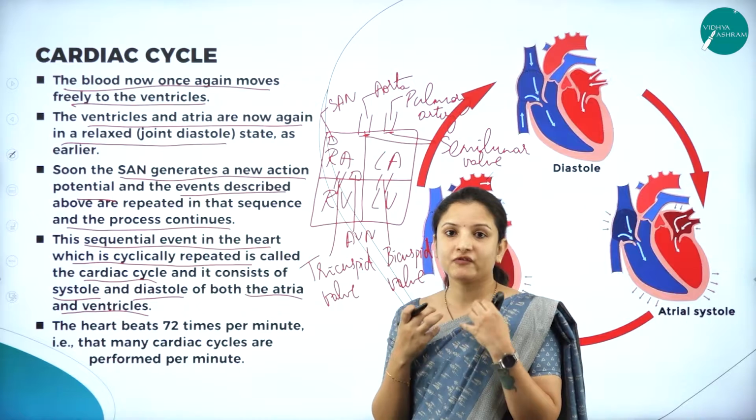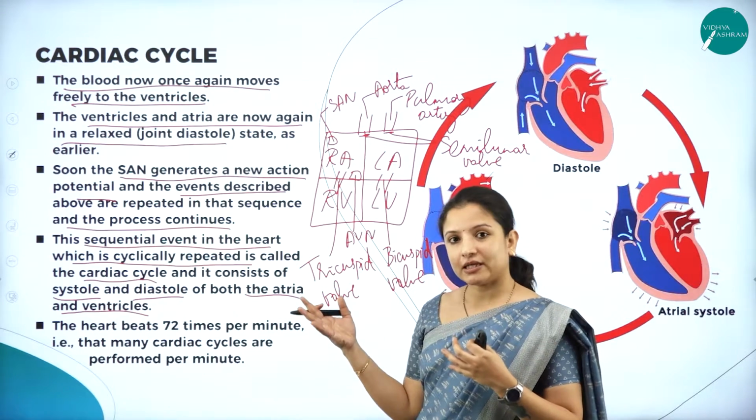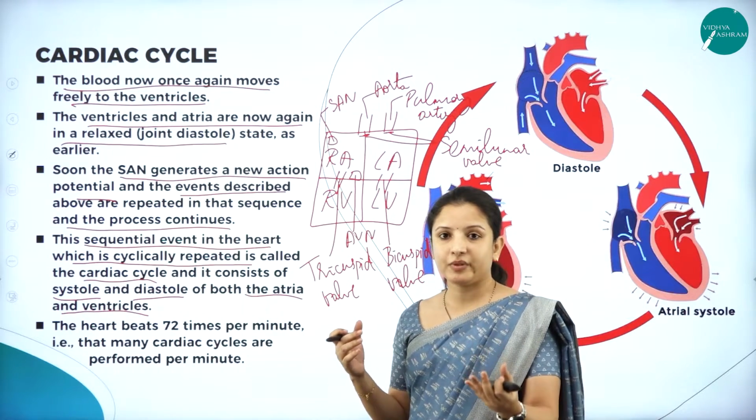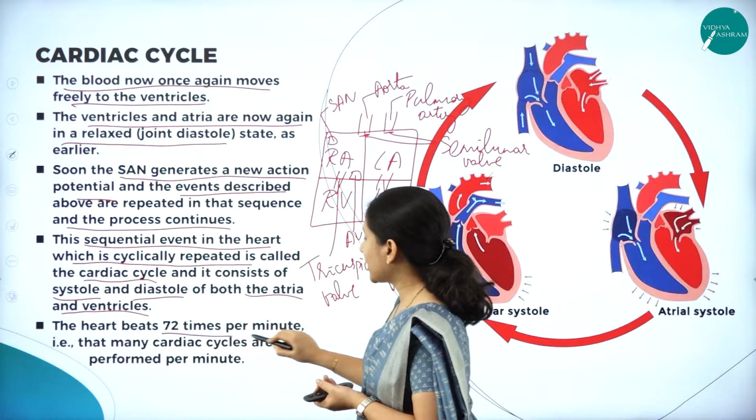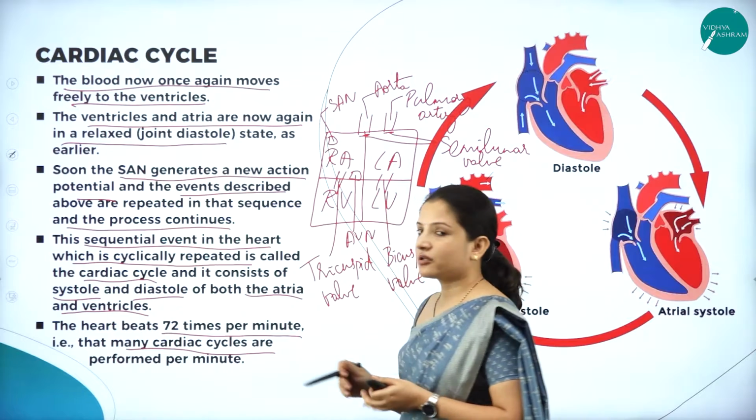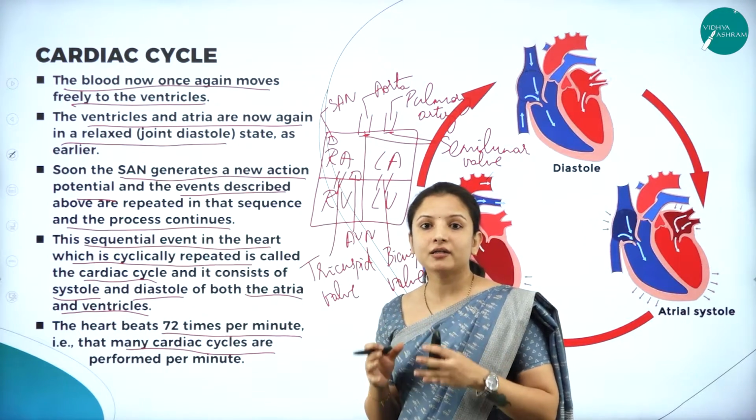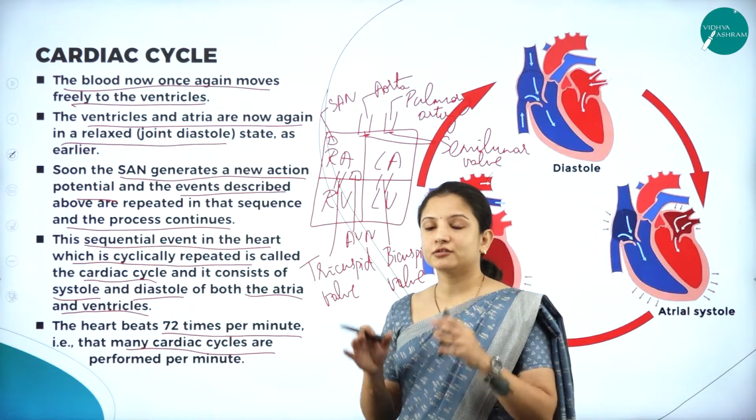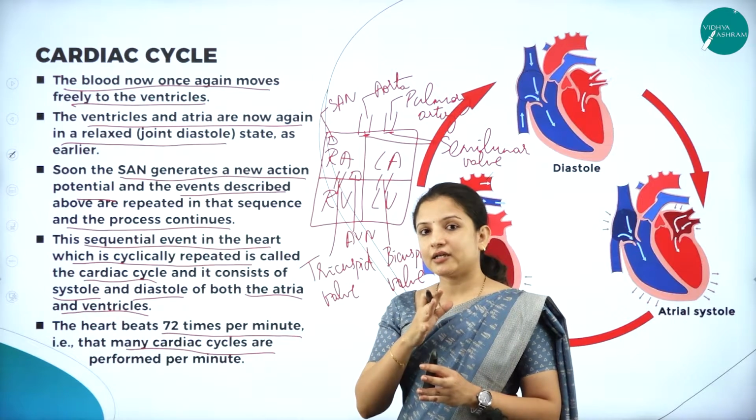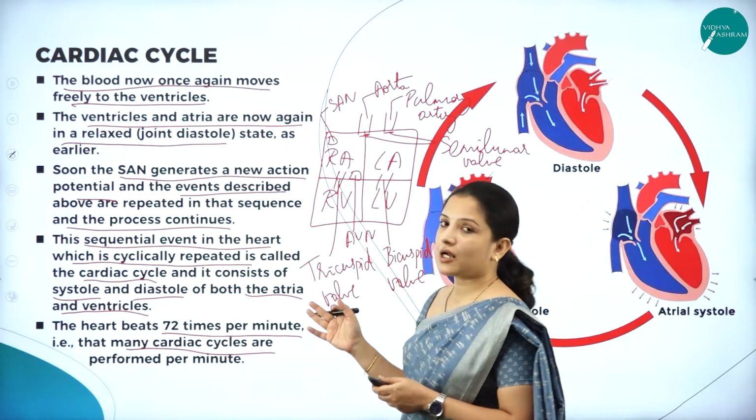We hear, right? We feel that lub-dub sound that we hear. That is nothing but the heartbeat. And we had studied that the average heartbeat in an adult human being is about 72 times per minute. And that many cardiac cycles will occur, meaning 72 times the systole and diastole process occurs in the heart, and that is the cardiac cycle. So 72 times the cardiac cycle is occurring, and each time it occurs, we can feel that beating of the heart. So that is about the cardiac cycle.